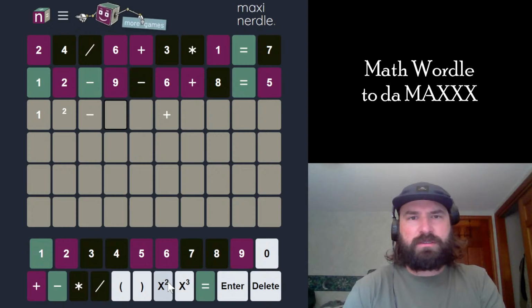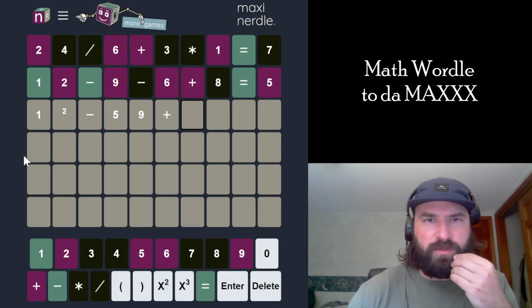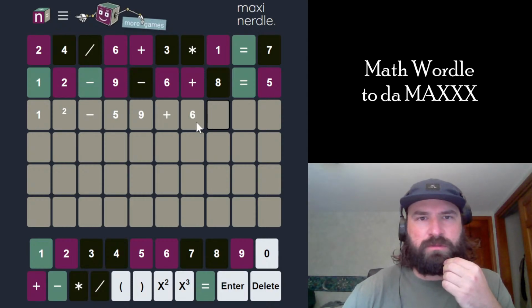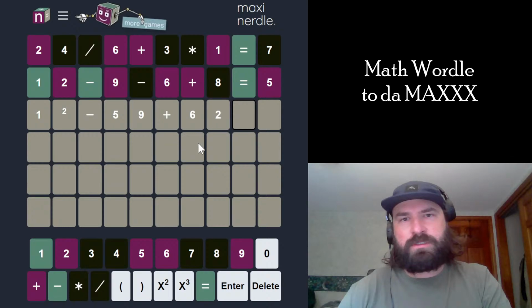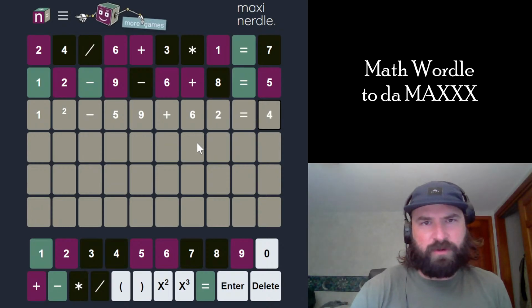Minus... I was thinking minus 59 plus 60 something. So I'm at negative 58. So this would have to be 60. I don't know. 62 equals 4 doesn't work, but I feel like this is reasonable. I've moved a lot of stuff around. I'm going to try this. I think this is a reasonable guess.